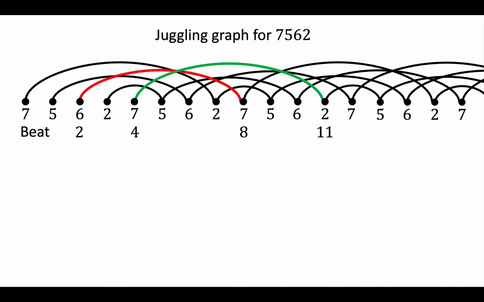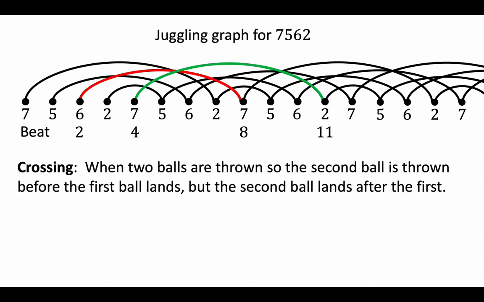Notice that the left endpoint of the green edge is between the endpoints of the red edge. That is, 4 is between 2 and 8. The right endpoint of the green edge, beat 11, is to the right of the right endpoint of the red edge, beat 8. When this occurs, those two edges must intersect, they must cross, so we call this a crossing. From a juggling perspective, a crossing occurs when we throw two balls so that the second ball is thrown before the first ball lands, and the second ball lands after the first ball does.